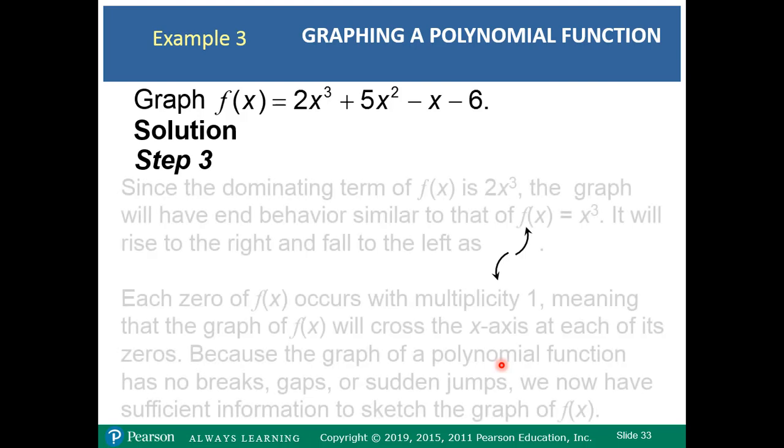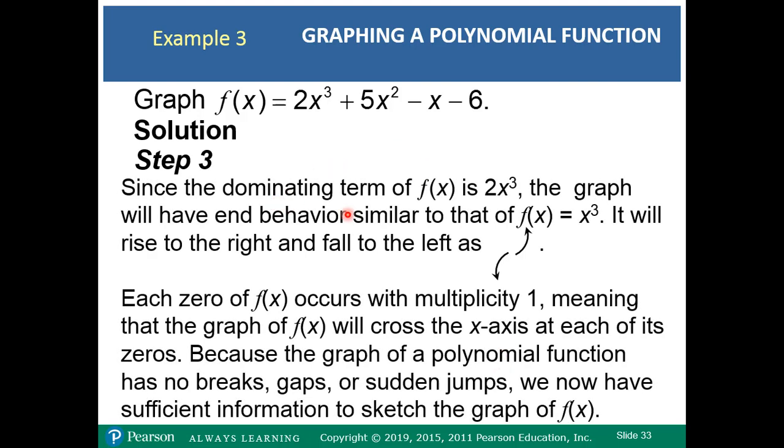So step 3. Okay, we know that it behaves like this. Okay, and so since the dominating term is this, the graph will behave similar to x cubed, which we already discussed. So each 0 of f of x occurs with a multiplicity of 1, meaning that it will cross the x-axis at each one of those zeros, which we already discussed. Now, because the graph of a polynomial function has no breaks, gaps, or sudden jumps, we know it's going to be a nice smooth curve, and we have all the information to kind of sketch the graph.